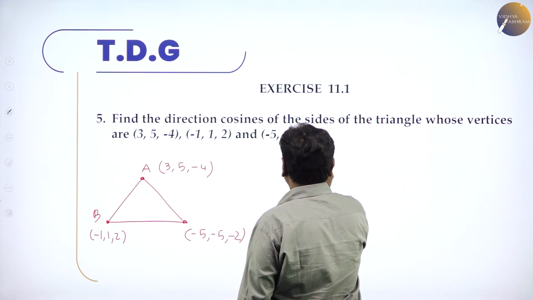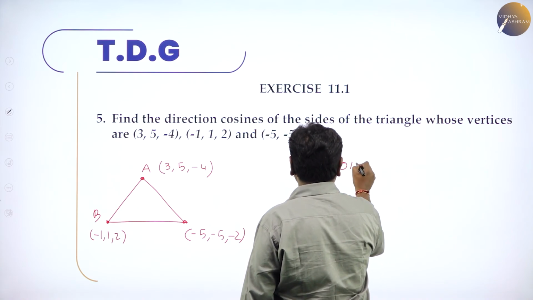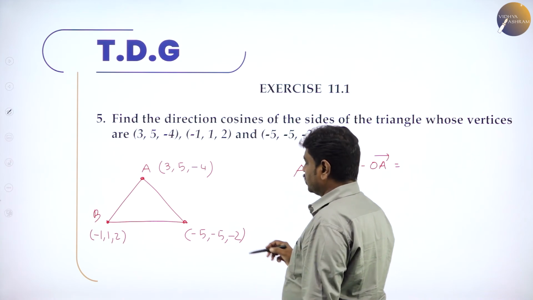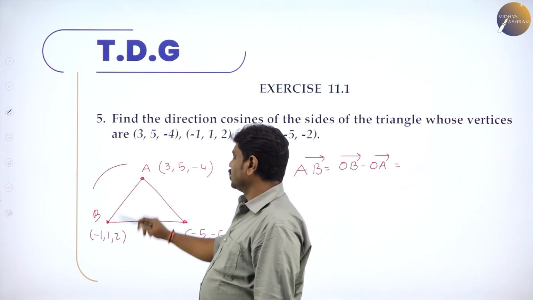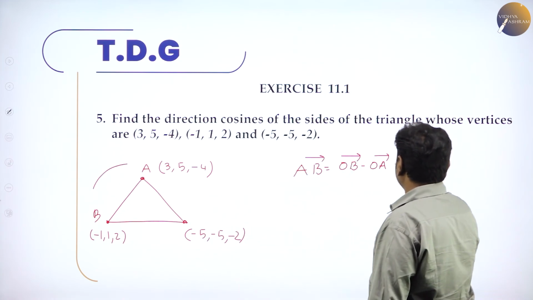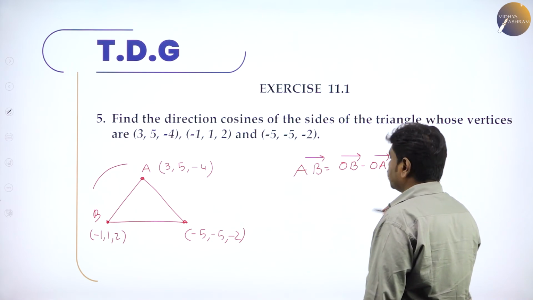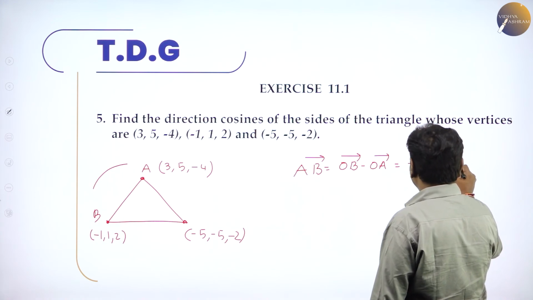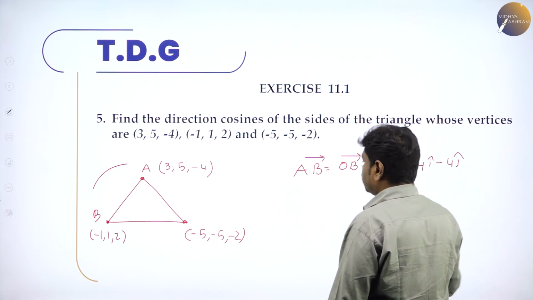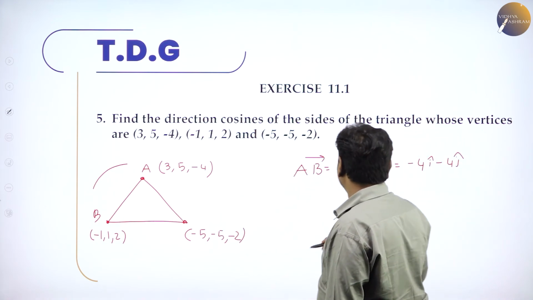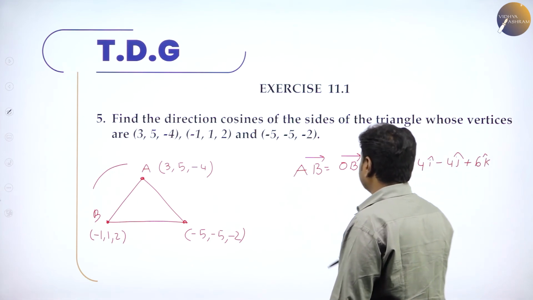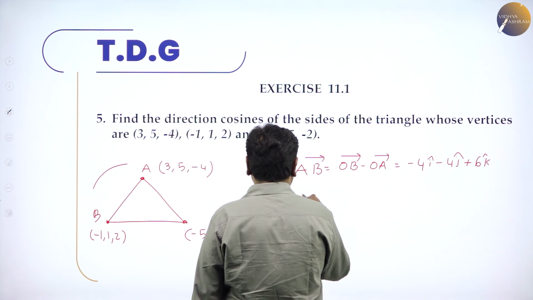All of you know vector AB, one of the sides, is OB minus OA. OB minus OA means subtract A from B. Minus 1 minus 3 is minus 4 i cap. Then 1 minus 5 is minus 4 j cap. Then 2 minus of minus 2, plus 4, is 6 k cap. This is vector AB. Then you go to side BC, vector BC.